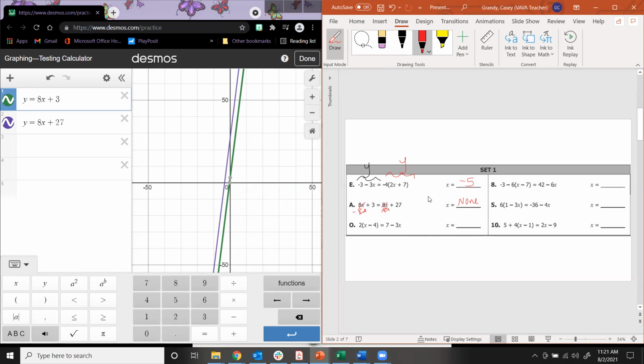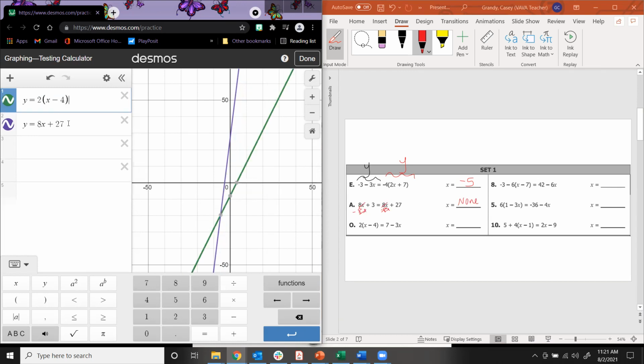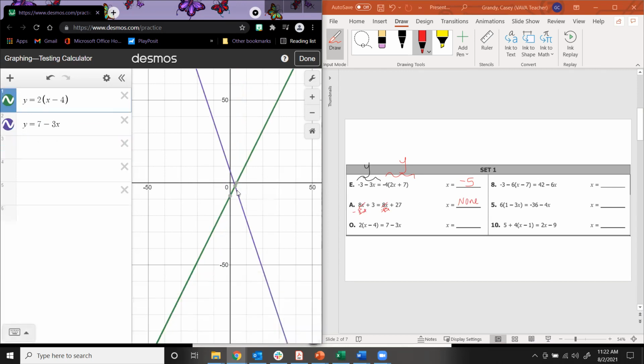And now let's do this one. We'll make the left side 2(x-4) and the right side 7-3x. Okay, let's see where these intersect. Will they intersect right here? At that point, the x coordinate is 3. So here x equals 3. Again, you're welcome to practice using algebra to solve these and check also. And you can even use Desmos as a way to check your answer if you wanted to.